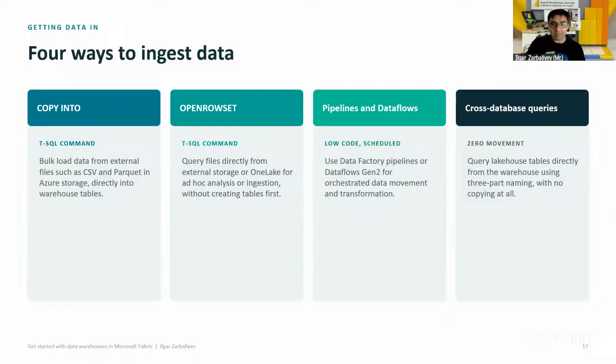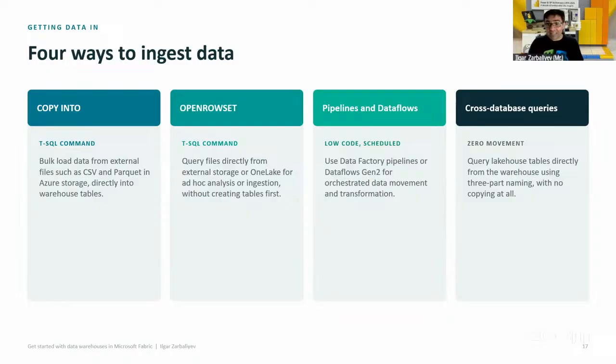Pipelines and data flows are the orchestration route. Data Factory pipelines and Dataflows Gen2 give you scheduled low-code data movement and transformation with connectors to hundreds of sources. This is where most production ingestion ends up living. And the fourth one is my favorite because it's the one people forget. Cross database queries. You can query lakehouse tables directly from the warehouse using three-part naming without copying data at all.